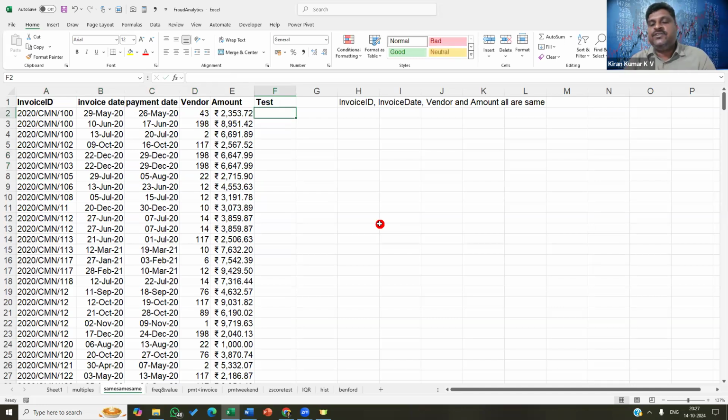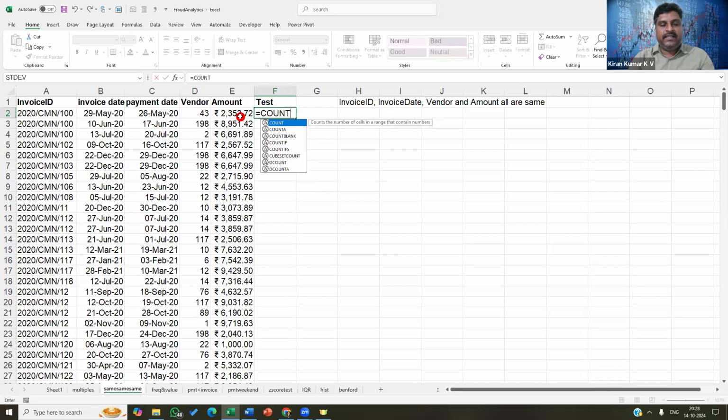I'm going to use a function, COUNTIFS, where I'm going to ask Excel to count the number of times a certain invoice ID, invoice date, vendor code and the amount will appear. If that number is more than one, if all four appear more than one time, then it is an anomaly, correct? So how do we do this? Let's say, okay, we'll put the IF later. COUNTIFS, I'm using the COUNTIFS.